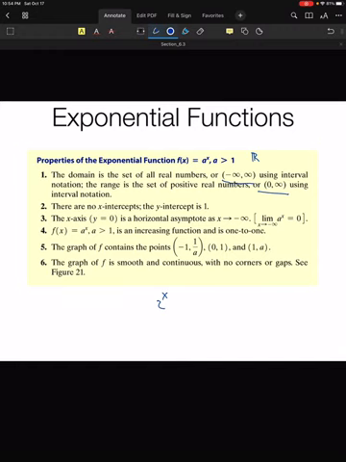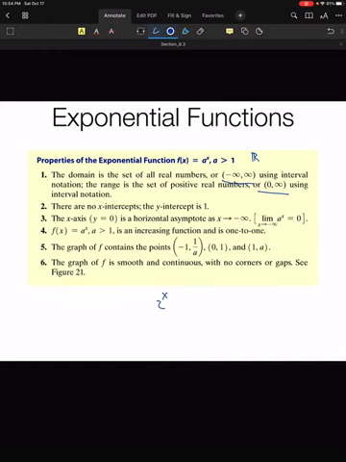The x-axis is a horizontal asymptote as x approaches negative infinity. That's not going to be super important for us, but I will often ask where the horizontal asymptote of the exponential function is, so you'll want to keep that in mind.